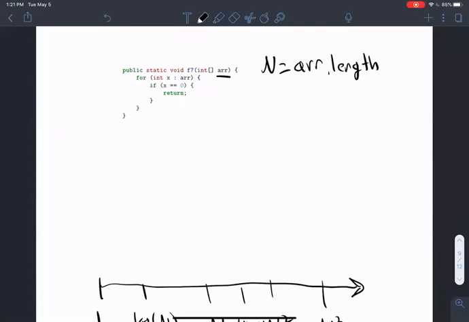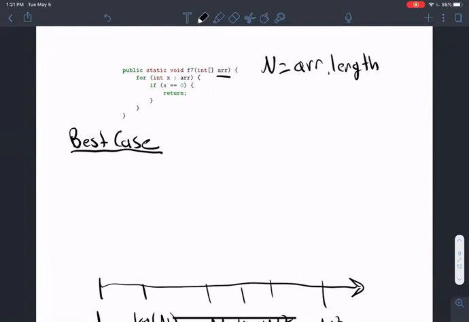Okay, so let's see what this function does. It iterates through the array, and if x equals 0, it gets to return early. And if x never equals 0, then it never returns early, or it will return after it iterates through all the array. So let's look at the best case. All right, can someone describe to me a length n array that would result in the best case runtime of this function?